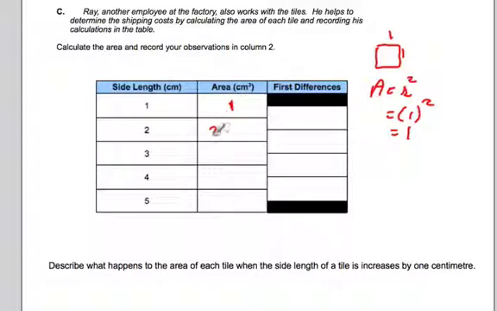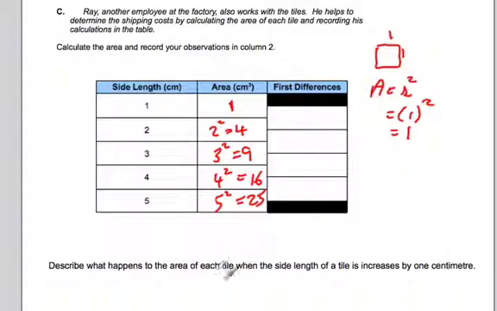And 2 squared is 4. 3 squared is 9. 4 squared, 4 times 4, is 16. And 5 squared is equal to 25. So those are the values we're going to use for our graph.